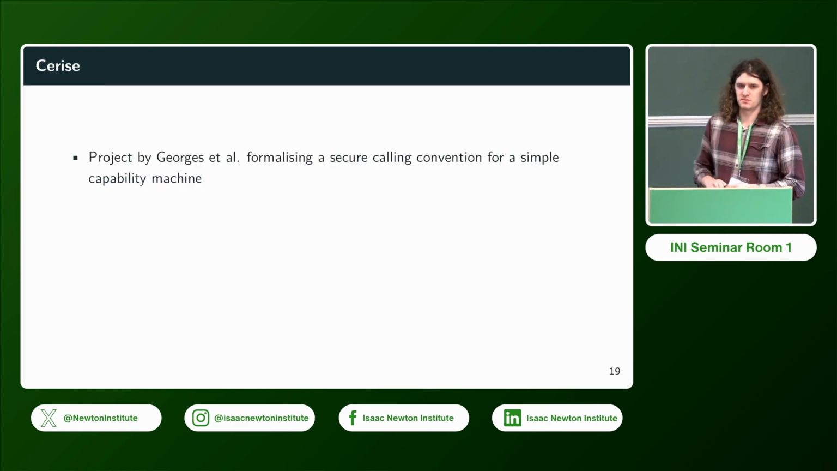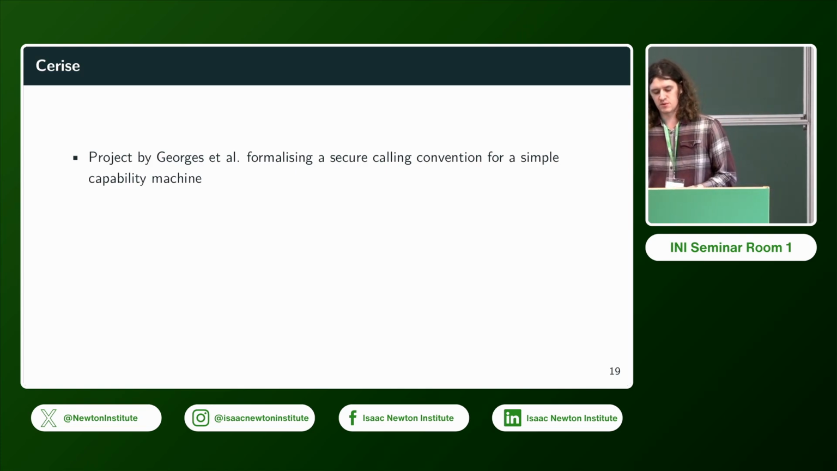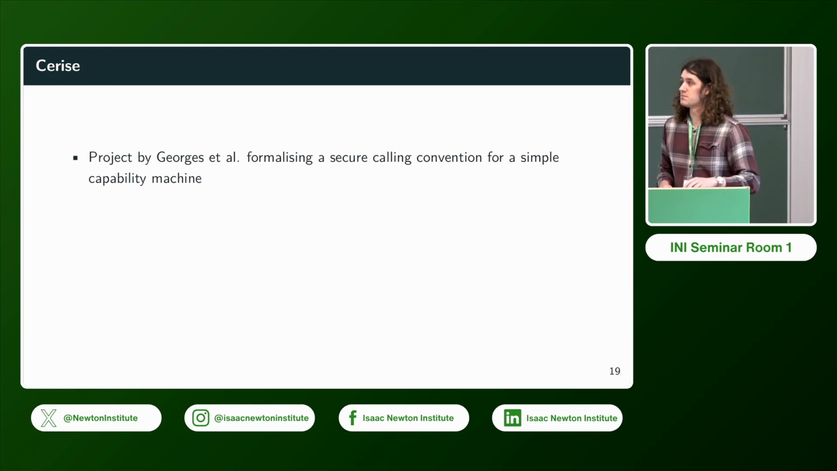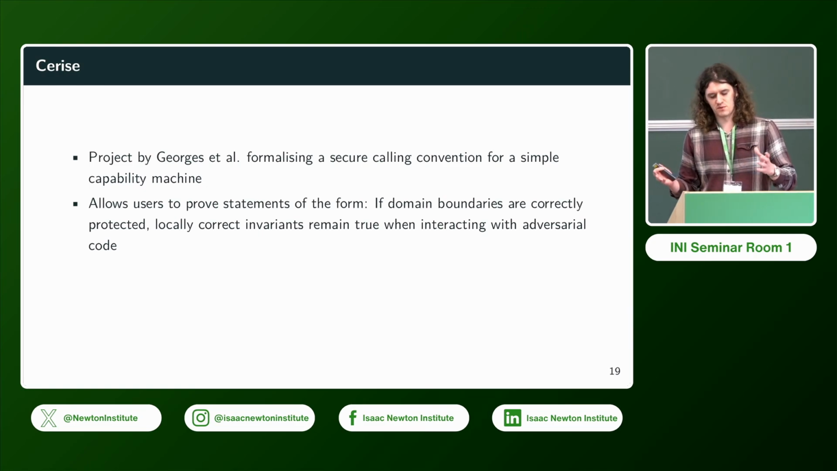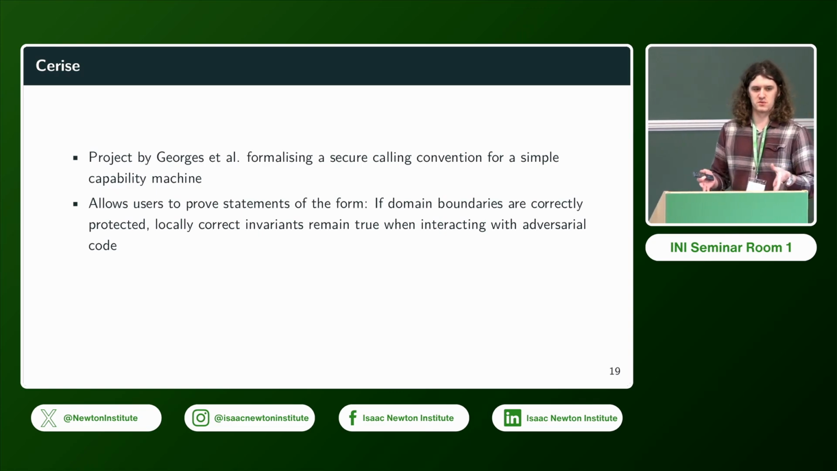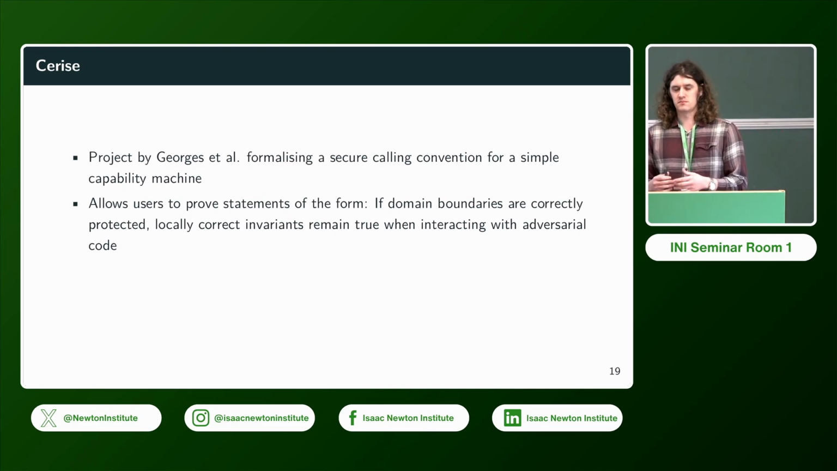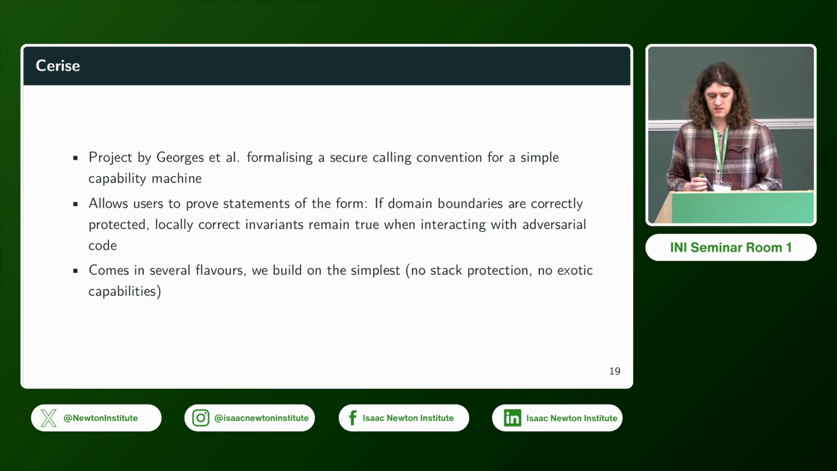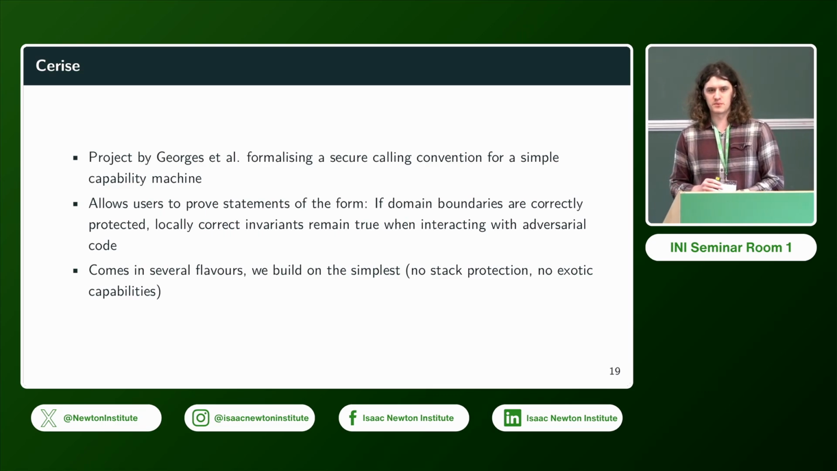We expect that this should be possible, principally because of a project called Cerise by Georges et al. from Aarhus, which formalizes a secure calling convention for a very simplified capability machine. It lets you prove statements, expressed in Iris, approximately of the form: if your domain boundaries are correctly protected, and you can prove that your code locally preserves some invariants on its own memory, those invariants remain true even when interacting with adversarial code. I should mention there are a bunch of different flavors of Cerise. We're building on only the very simplest, so we're not thinking about stack protection or any of the exotic capabilities that later versions of Cerise dealt with.